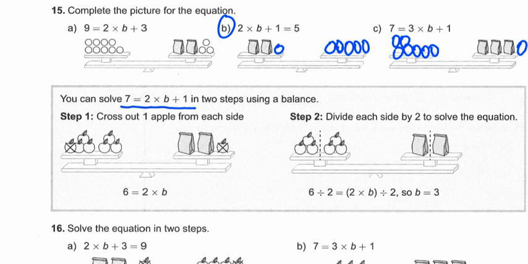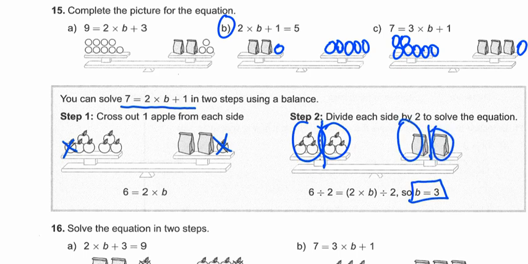It says you can solve 7 equals 2 times b plus 1 in 2 steps using a balance. Step 1, cross out one of the apples. So we cross it out. Step 2, divide each side to solve the equation. So here you see they divide and divide. Now I've got 1 bag equals 3 apples. So you can see the 2 bags here and the 2 bags here. We'll do 2-step equation solves in the next part.